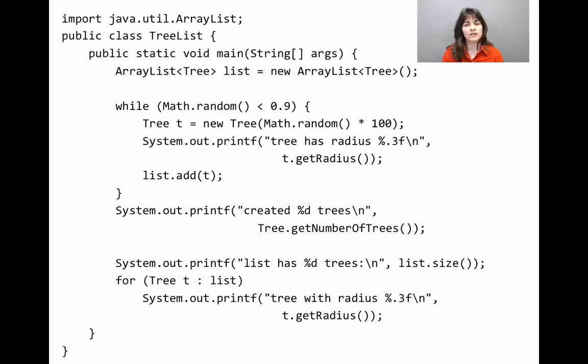Probably the most important part of this program is at the very end, where we have written a for each loop that goes through all of the elements of the array list and prints a specific characteristic of each of the trees. We invoke the getRadius method of every Tree object stored in the array list, and we print the radius. This is the main point that you need to hold from this example, the use of the for each with the array list.